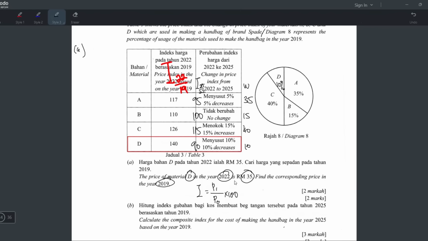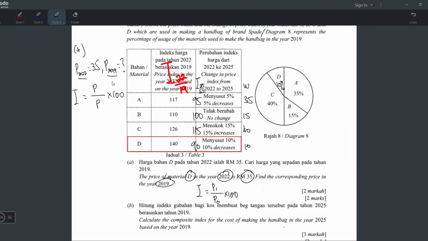So let's write down the information first. The RM35 is price 2022. So price 2022 is 35 ringgit. And they want to find price in 2019. So price 2019 equals question mark. So confirm use this formula. So I equals P1 over P0 times 100. Okay, I always teach my students, write the year for the price first. Don't write for the I first. Okay, write for the price first.